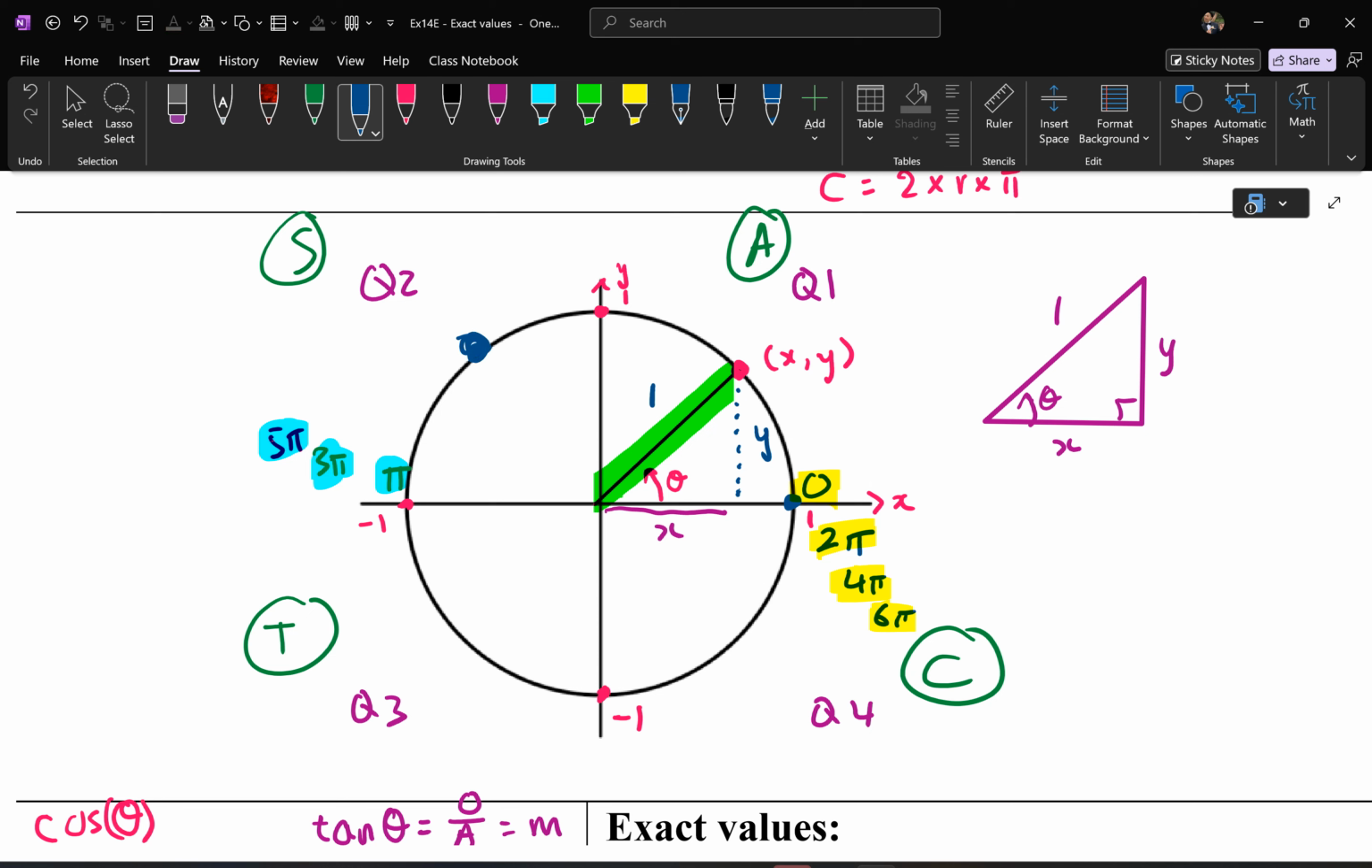So I pick one in quadrant 2. If I asked you x, y, and the gradient, at this point, logically, without even knowing ASTC, at this coordinate here, is the x positive or negative? It is negative, just by looking at it. Clearly at this point, that's on the negative x-axis, so it's negative. Y, what's the y value? Positive or negative?